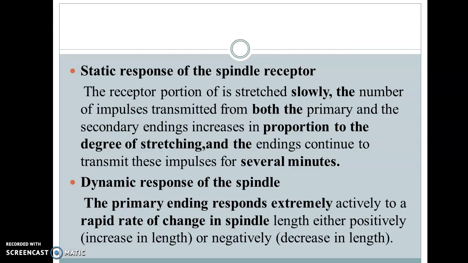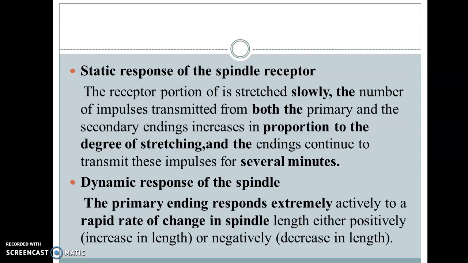Now this happens particularly when the receptor portion is stretched very slowly, and this response is known as static response. So what happens if there is a slow contraction? Then both the primary as well as the secondary will be stimulated and they will transmit their impulses according to the degree of stretching, and that will continue for several minutes. So this is static response.